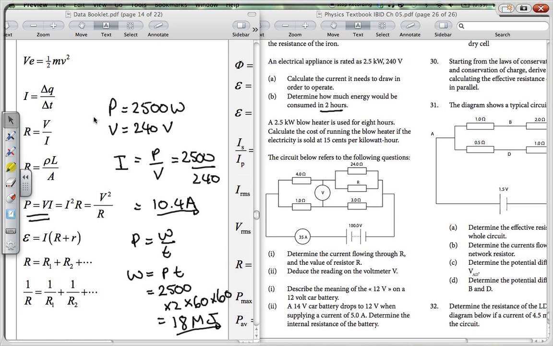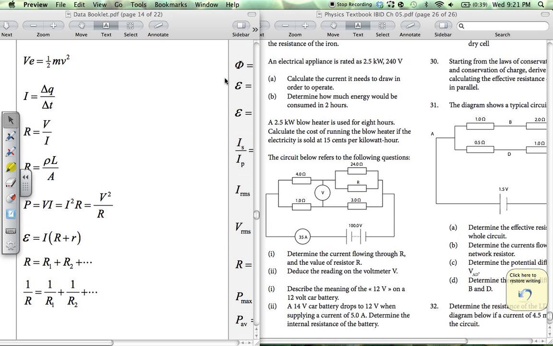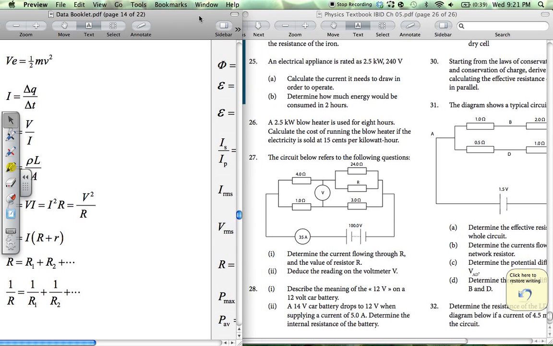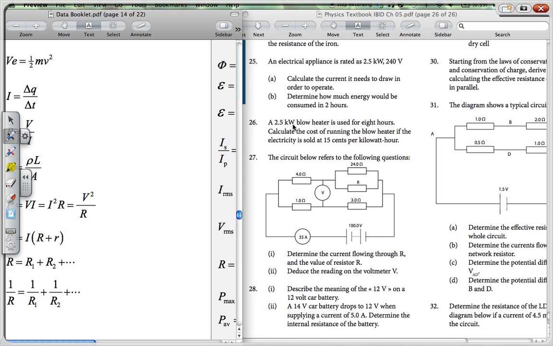Alright, now I'm actually wanting to do question 26 also, because here we talk about a kilowatt hour, and that's quite interesting. So we have here a 2.5 kilowatt blow heater is used for 8 hours. Calculate the cost of running the blow heater if the electricity is sold at 15 cents per kilowatt hour.